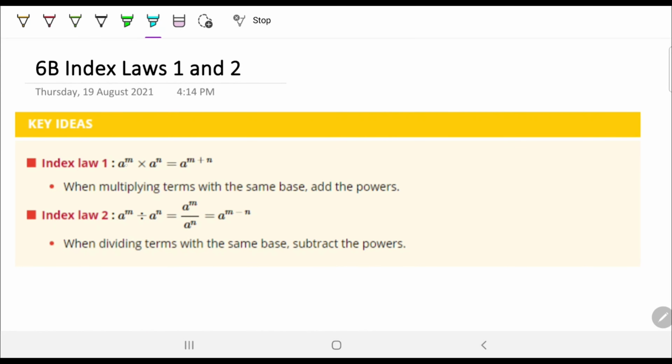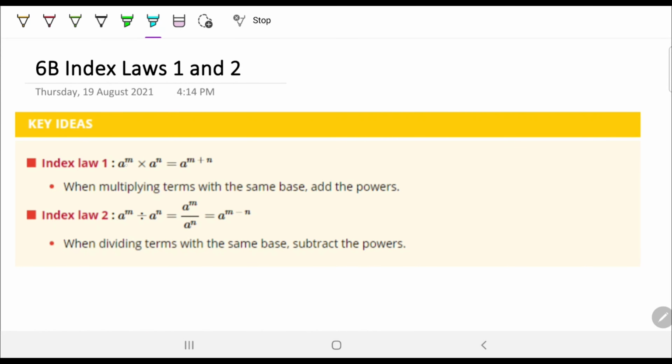Index law number 2 tells me that if I have two terms with the same base and it's divide, then we can actually minus these powers. So a to the power of m divided by a to the power of n will give me a to the power m minus n. So essentially, when we divide terms with the same base, we can subtract the powers. Okay, so let's go through a couple of examples in this section.